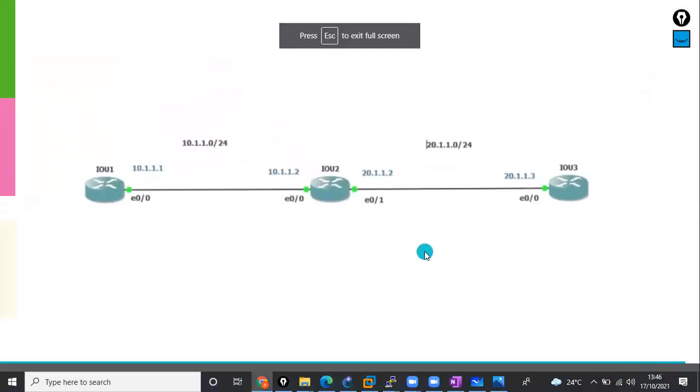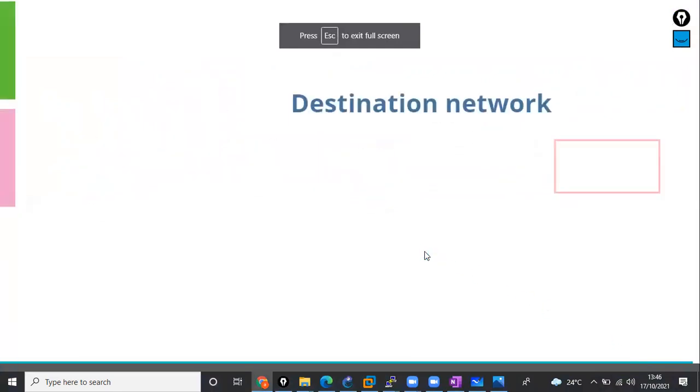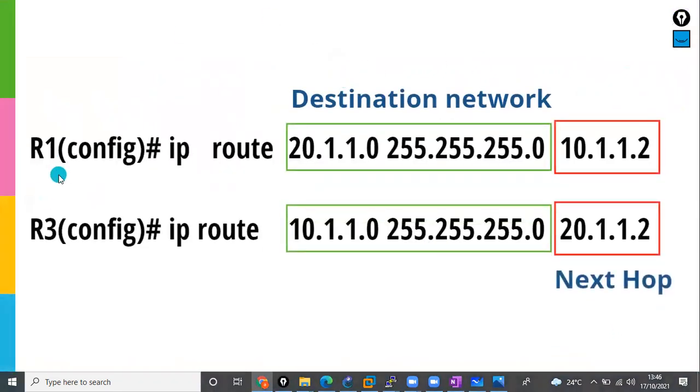Guys, these are the commands on router 1. IP route is the syntax. Then the 20 network is the destination network. And then you have to mention the next hop. So this is the command for static routing with next hop.